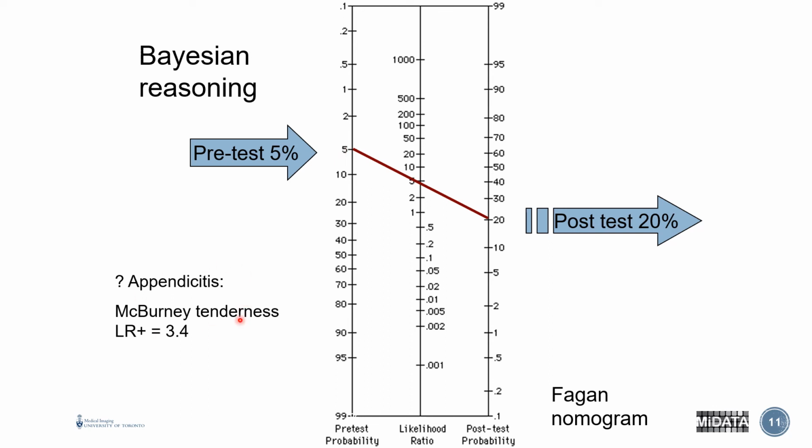In this example here, for appendicitis, you have the McBurney tenderness score and the test, and the positive likelihood ratio is 3.4. So then you map out 3.4 here, and you draw a line between your 5% and your 3.4, straight through to the third line, which is your post-test probability, which is in this case 20%. Yay! So medical students used to run around with the Fagan nomogram and would be able to calculate the post-test probabilities this way.